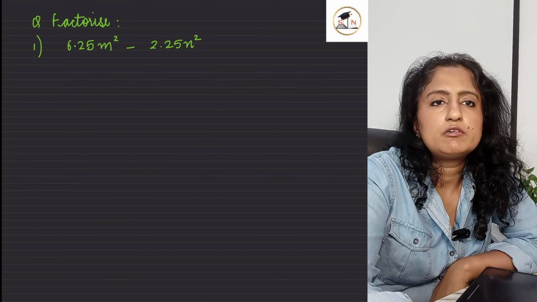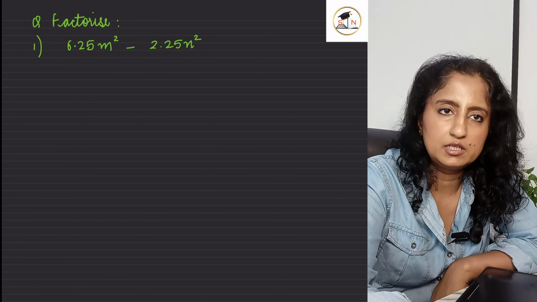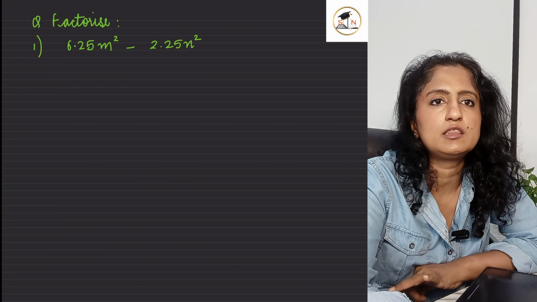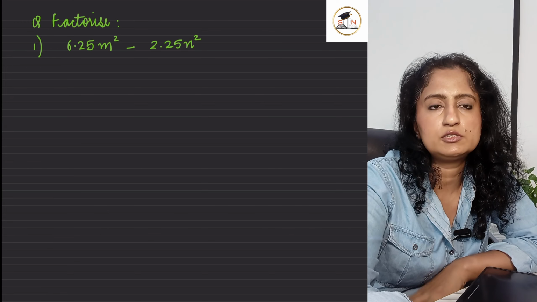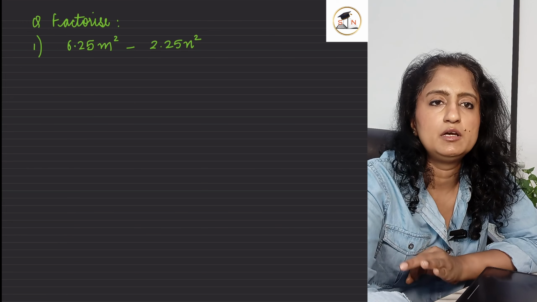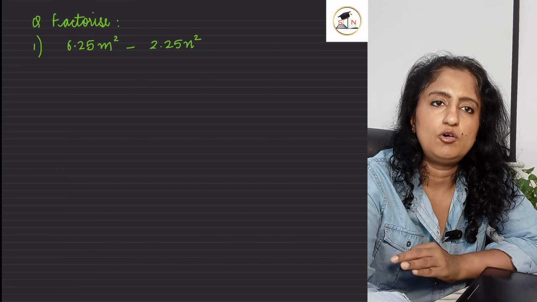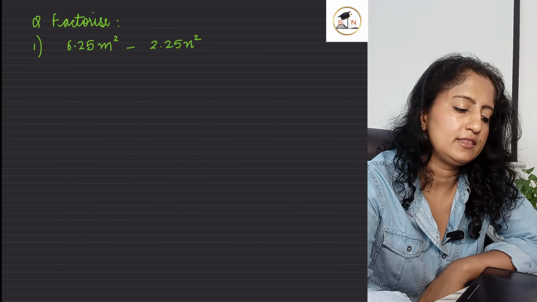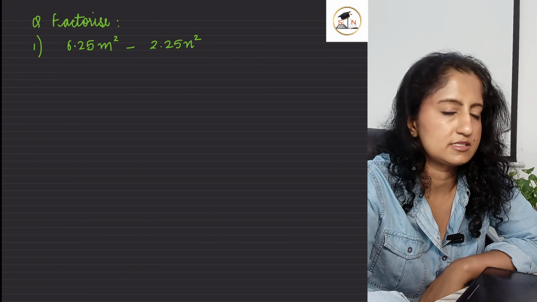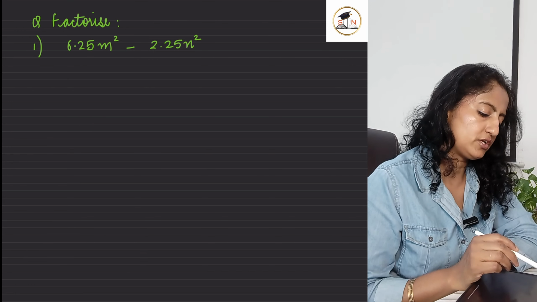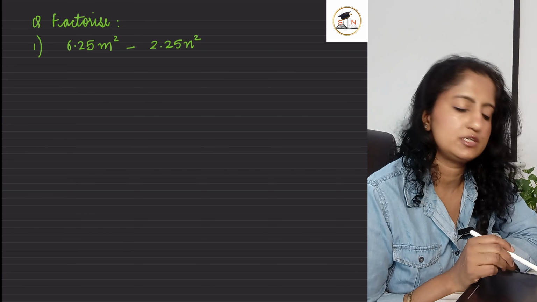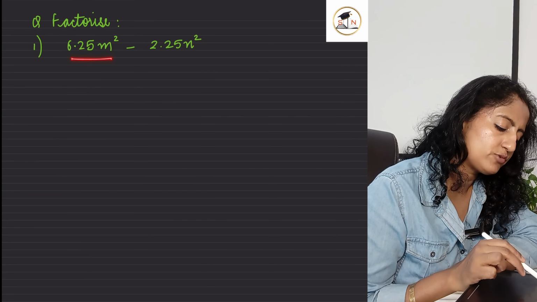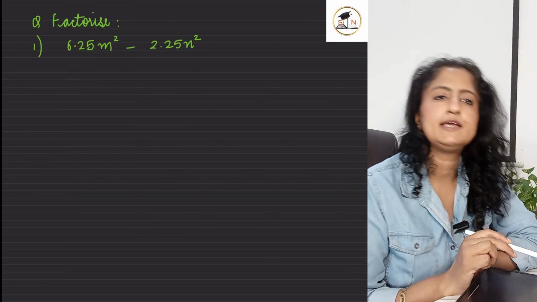Okay, when we talk about factorization with respect to the third identity, there are enormous questions that exist in the books, right? A lot of questions, because now this identity actually gets clubbed with the previous 2 identities also. And over here, while doing these questions, you will see what can be the variety that exists. Now the first question, I have picked the first question for factorization, which is pretty straight. We are given 6.25 m square minus 2.25 n square.